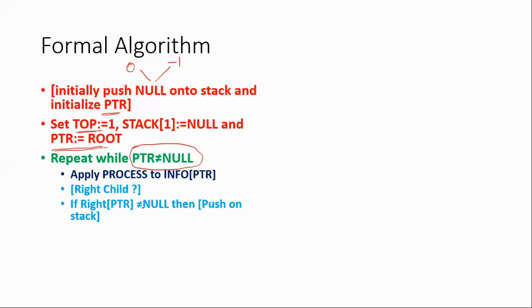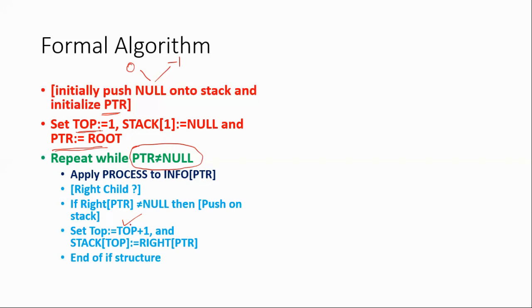So if right of PTR is not equal to null, that means there is a right child. Then push onto the stack. How do we do that? By incrementing the top pointer by 1, then the right of PTR, which will be pointing to the right child, will be loaded onto there. So here basically the node value will be put. When I say node value, it may be a number, it may be a character, it may be a record, whatever it may be. That will be placed onto the stack of top. Okay, fine.